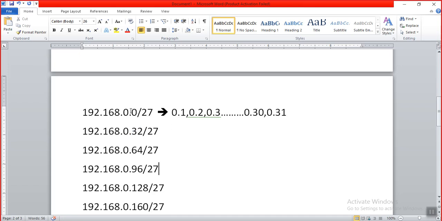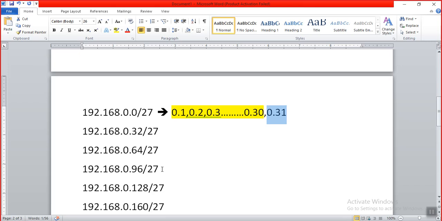Okay. So 0.0 is the network. 0.1, 2, 3, 4, 5, 6 up to 30, these are valid IP addresses. And 0.31, that is the broadcast. Whenever there is any range of IPs, the first one is the network, the last one is the broadcast.